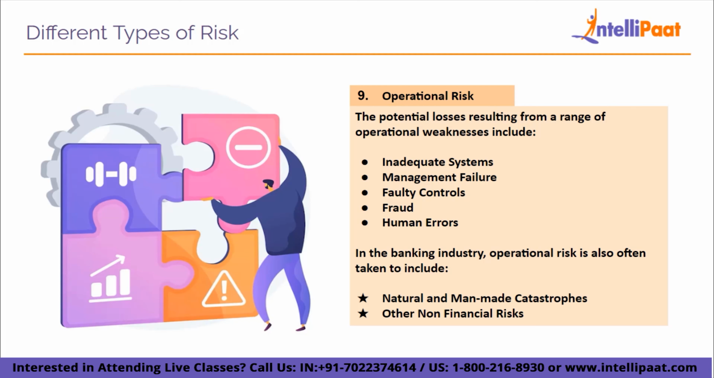All right. In the banking industry, operational risk expands to include two more factors. That is natural and man-made catastrophes and non-financial risk. Natural and man-made catastrophes involve the risk arising from natural disasters like earthquakes or man-made events such as industrial accidents. These events can disrupt operations and cause financial losses.